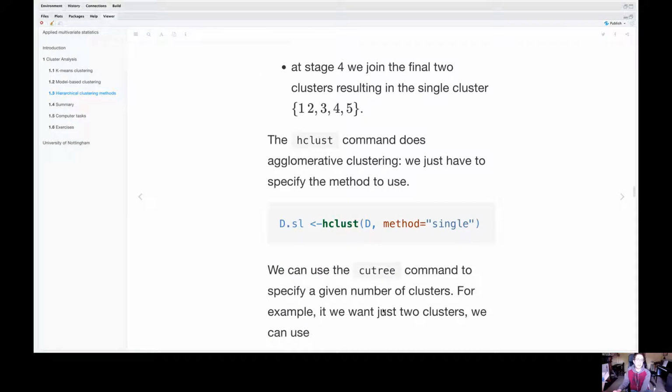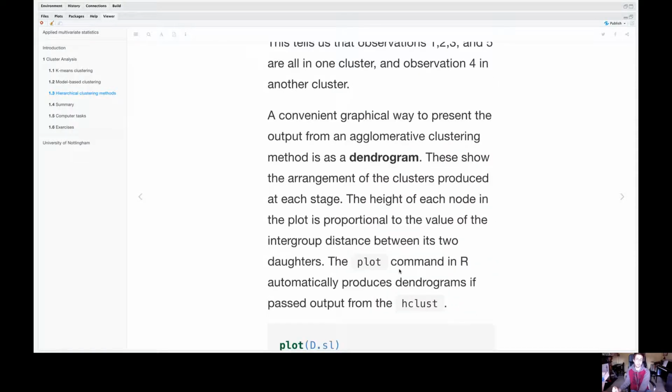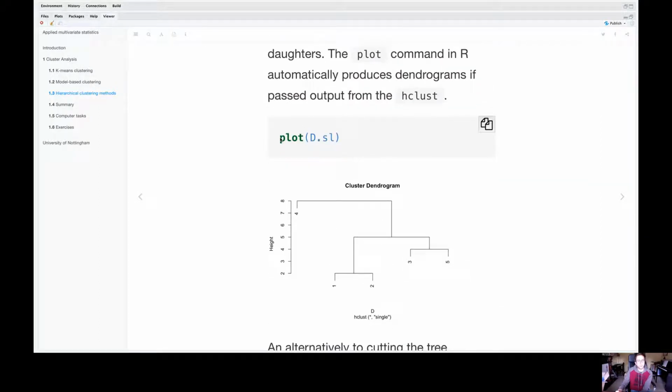Now, the best way to think about these is either to use the cutree command or to look at a dendrogram. What a dendrogram does is show the ordering of the clusters and the height at which they were clustered. So if I do plot of the object I just found, I get my dendrogram. Remember, what we had in the method was that 1 and 2 were joined first, and the distance between 1 and 2 was 2. So we got 2 here, that's the height at which they were joined, and they were joined first.